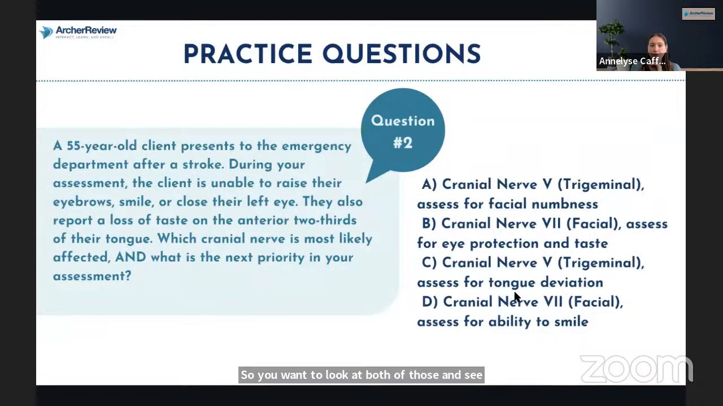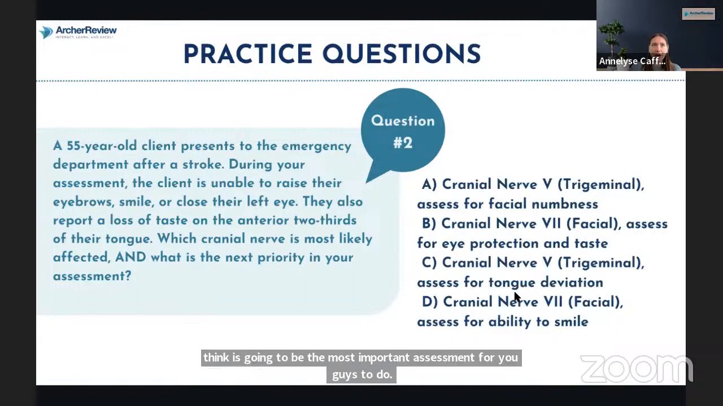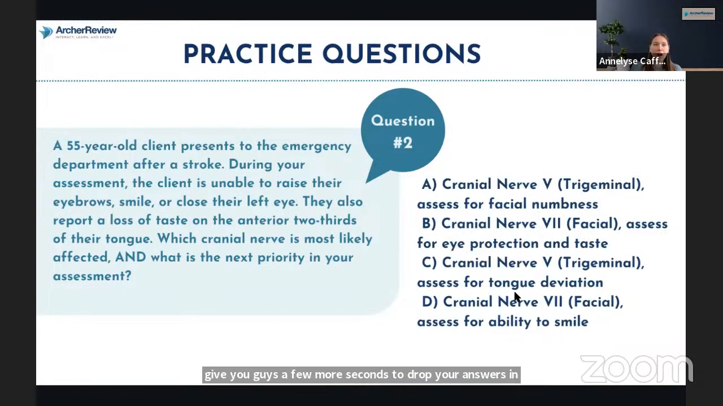most important assessment for you guys to do. Give you guys a few more seconds to drop your answers in the chat there. I'm seeing a lot of the right answer, guys. I'm really proud of you. These cranial nerves can get really confusing, so you guys are doing good.